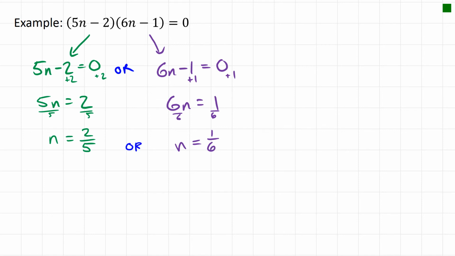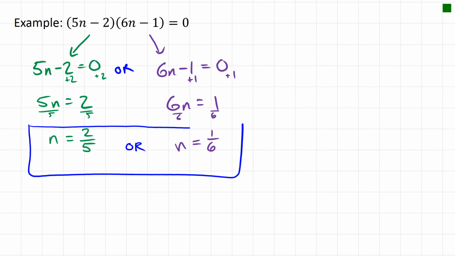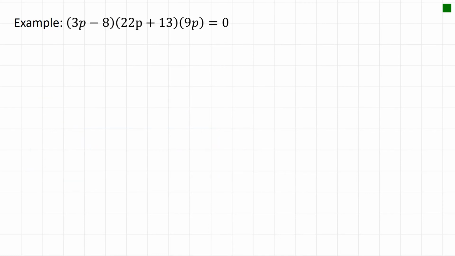So here's our solution. So again, it doesn't really matter how complicated the interior of the brackets are. If you have these two things multiplied together and they equal 0, then either all the stuff inside the first brackets equals 0, or all the stuff inside the second brackets equals 0. And there's nothing stopping us from extending this to more items.